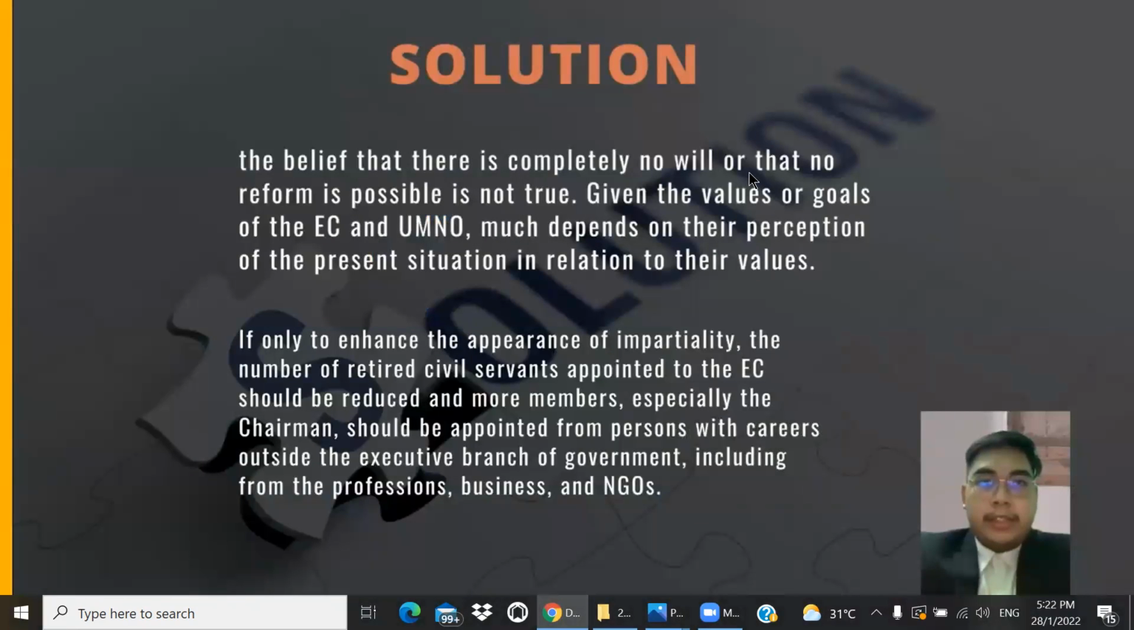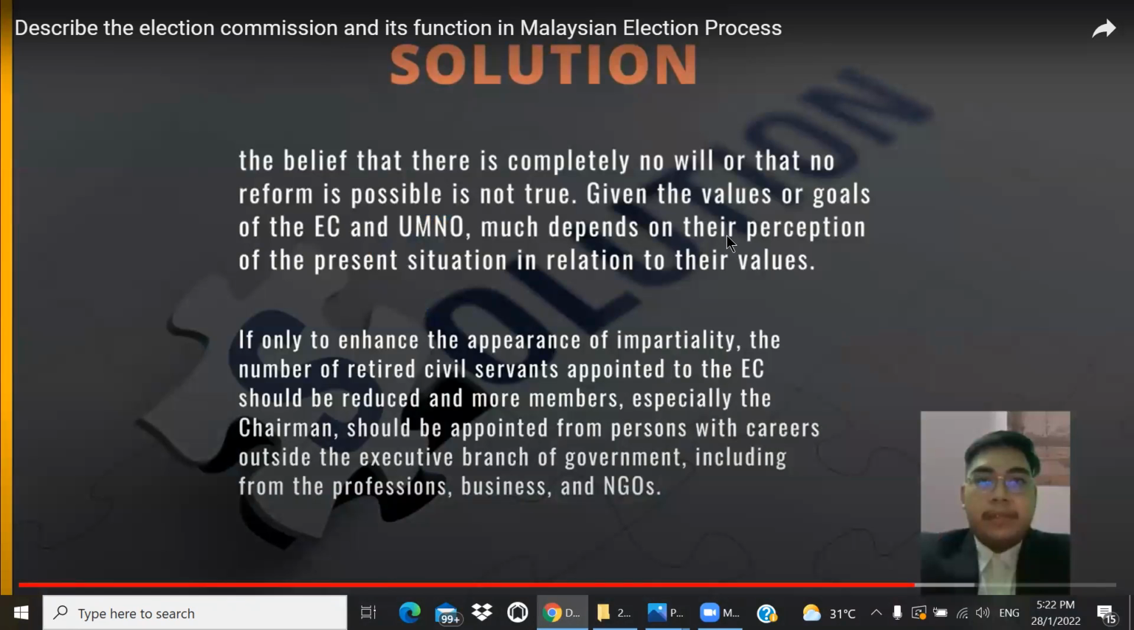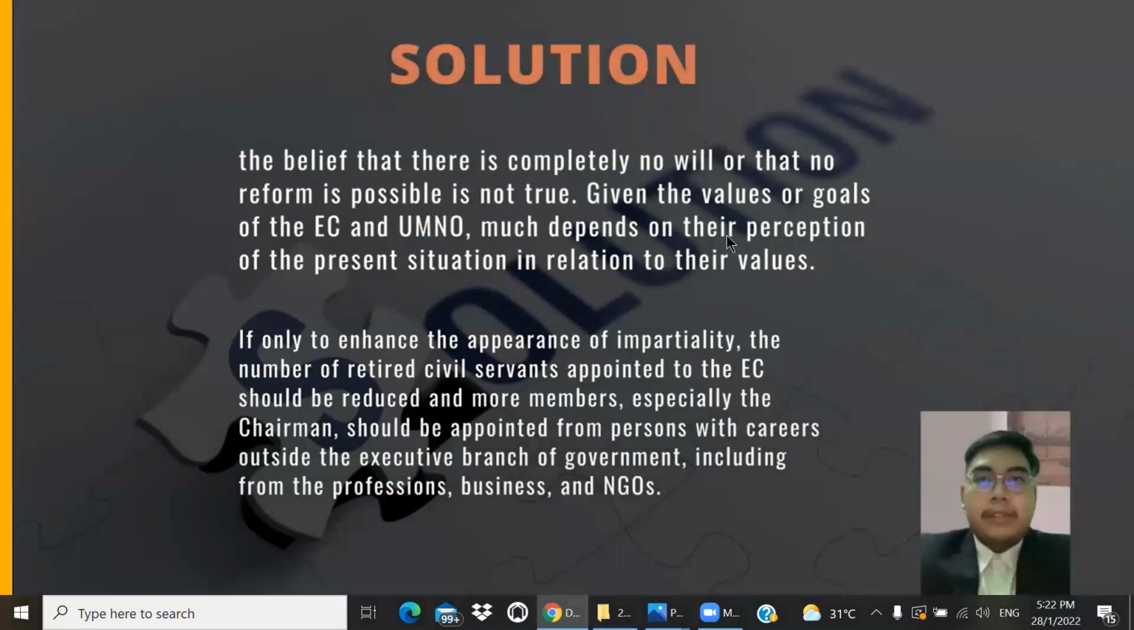Next is the solution. The main problem by far in relation to reform is not the way but the will of the EC and, more importantly, of UMNO, the undisputed leader of the ruling coalition and main beneficiary of the extant electoral system. The belief that there is completely no will or that no reform is possible is not true. Reform would happen if it were deemed necessary for preventing worsening in public confidence in the electoral system.